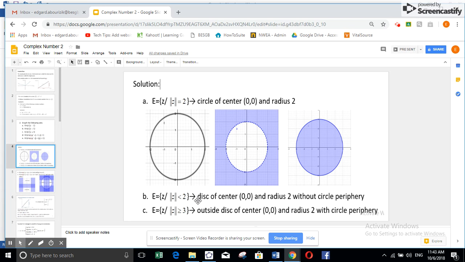In part C, I want the norm of z bigger or equal to 3. As we said, x squared plus y squared bigger or equal to 9. Here I have bigger or equal, so I draw a circle whose center is 0, 0, and radius is 3. I want bigger or equal, so I want the white region outside, which is accepted with the boundary, so I get rid of the region inside.